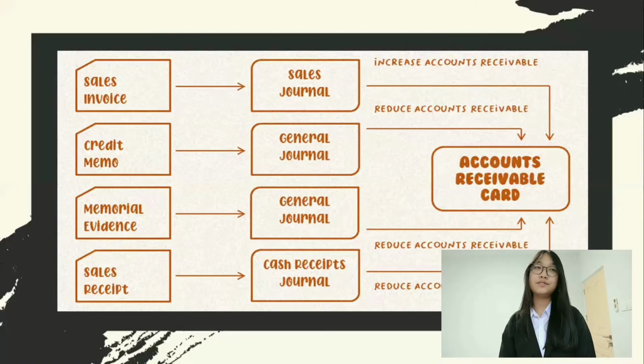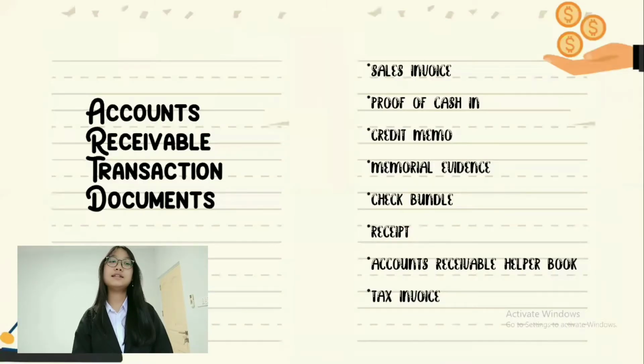Here are some account receivable transaction documents. They are sales invoice, and then proof of cash in, credit memo, memorial evidence, check bundle, receipt, account receivable or receivables hierarchy book, and the last tax invoice. To know that all of these transactions are receivables, you can see their characteristics.